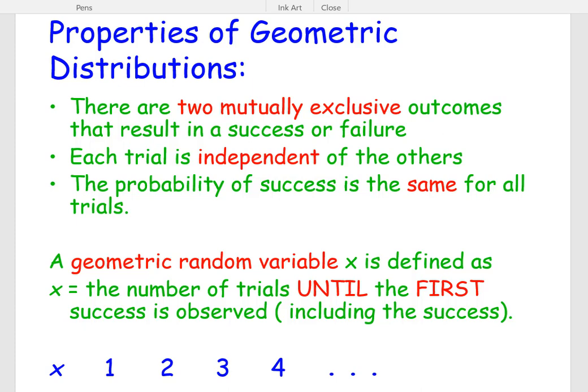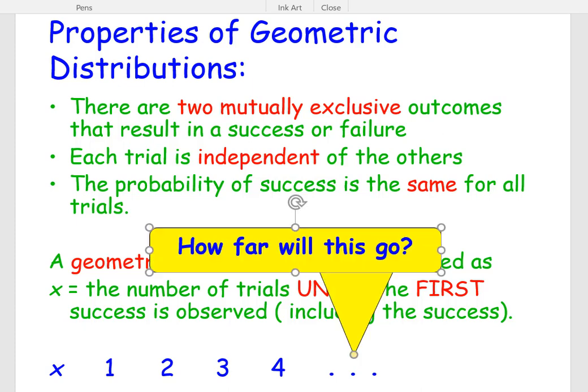The geometric random variable x is defined as the number of trials until we hit the first success. So it could be 1, the first baby, and it includes the success itself. The first baby could be female, so that would be 1. And it could go up to infinity. We could have baby after baby that were all male. Very unlikely, but it's possible. So there isn't a limit to the geometric random variable. So this would go up to infinity.